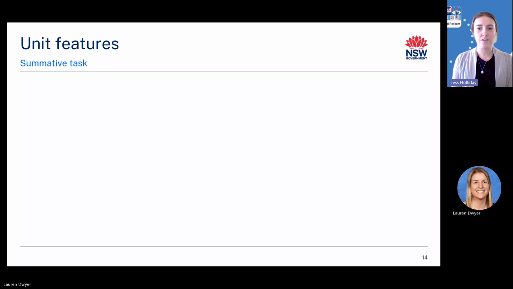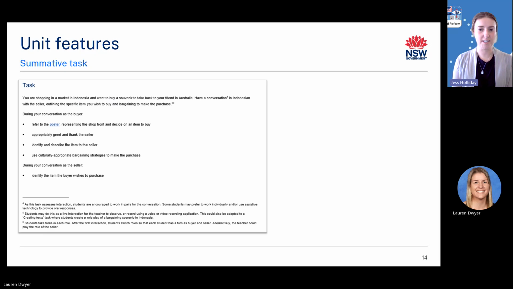First, included in the unit of work is a sample summative assessment task with a task description written in student-friendly language to set students up for success. The summative task for this unit of work is an interacting task. As seen on the screen, the task reads, you are shopping in a market in Indonesia and want to buy a souvenir to take back to your friend in Australia. Have a conversation in Indonesian with the shopkeeper, outlining the specific item you wish to buy and bargaining to make the purchase. This task can be completed with a teacher or by two students who take turns being the buyer and the seller. Extra detail, scaffolding the dialogue, is provided on the assessment task too.